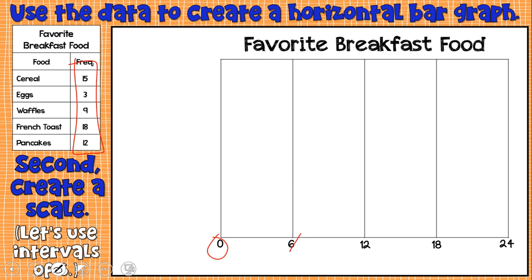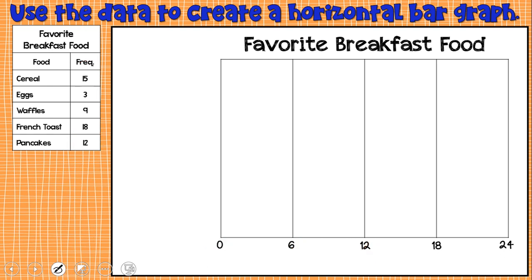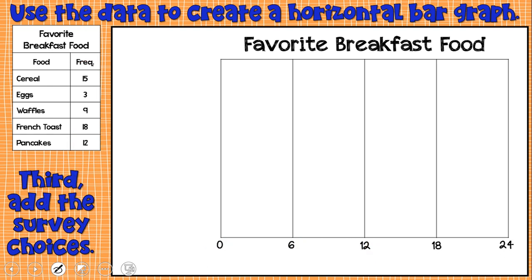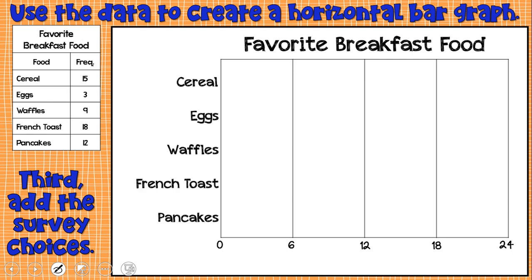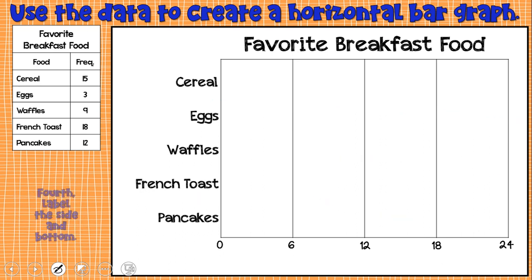So I can't put this one as 3 and then 6 and then 18. It has to be in skip counting, okay? Equal intervals. So equal amounts of spaces in between each number, right? So then we're going to add our survey choices, which goes along the other side, because remember, it's horizontal, so everything's gonna go this way.